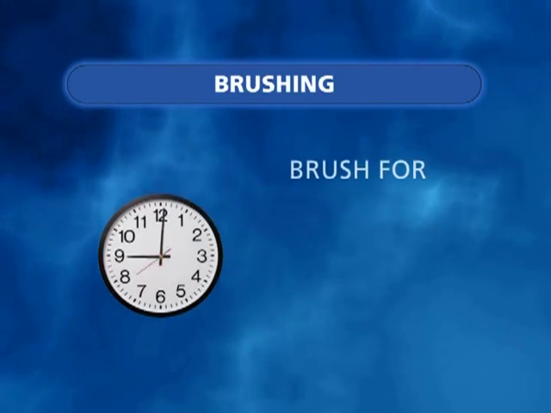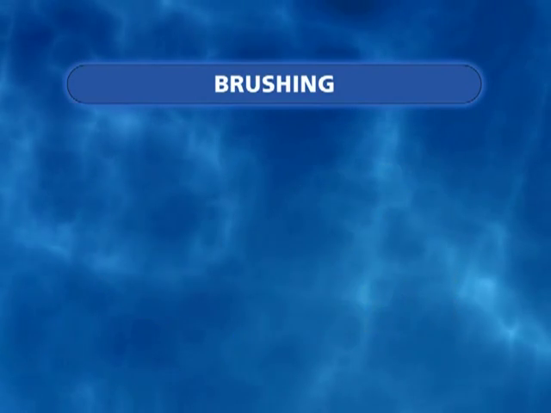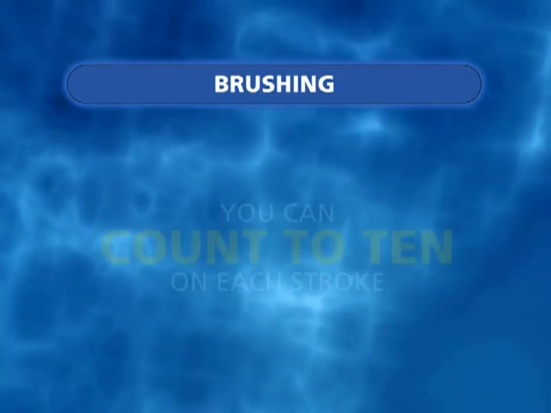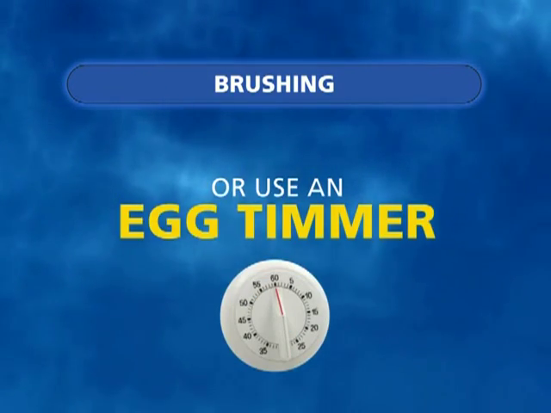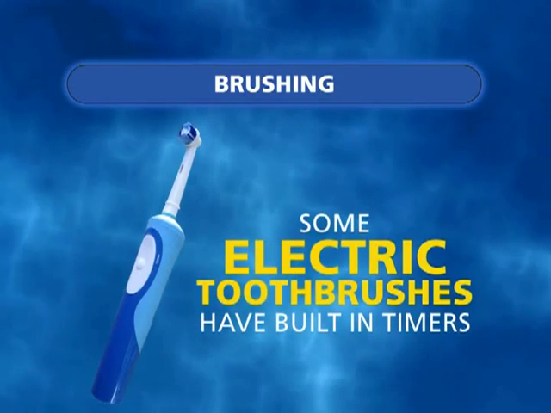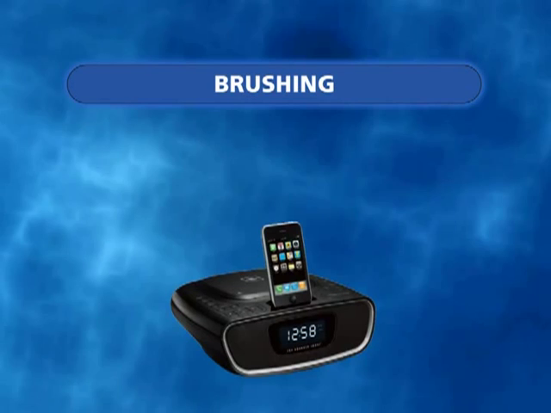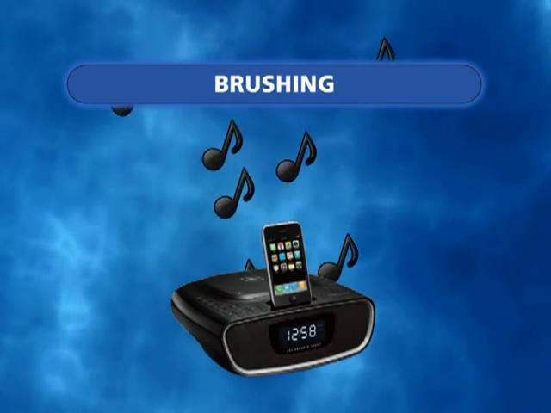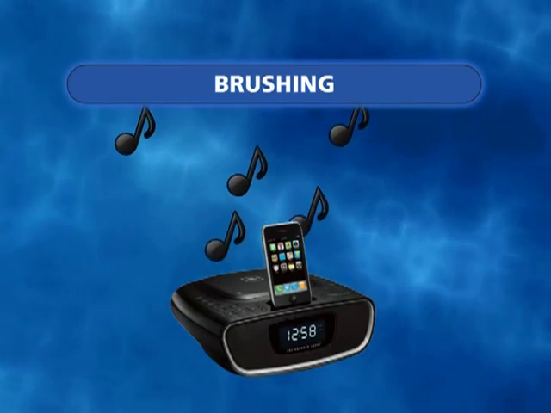It is important to brush for approximately 2 minutes to effectively remove all the plaque. There are different methods you can use to time brushing. You can count to 10 on each stroke or use an egg timer. Some electric toothbrushes have built-in timers. A more creative way to time toothbrushing would be to listen to a song while brushing. Listening to one of the residents' favorite songs may make this process more enjoyable for them.